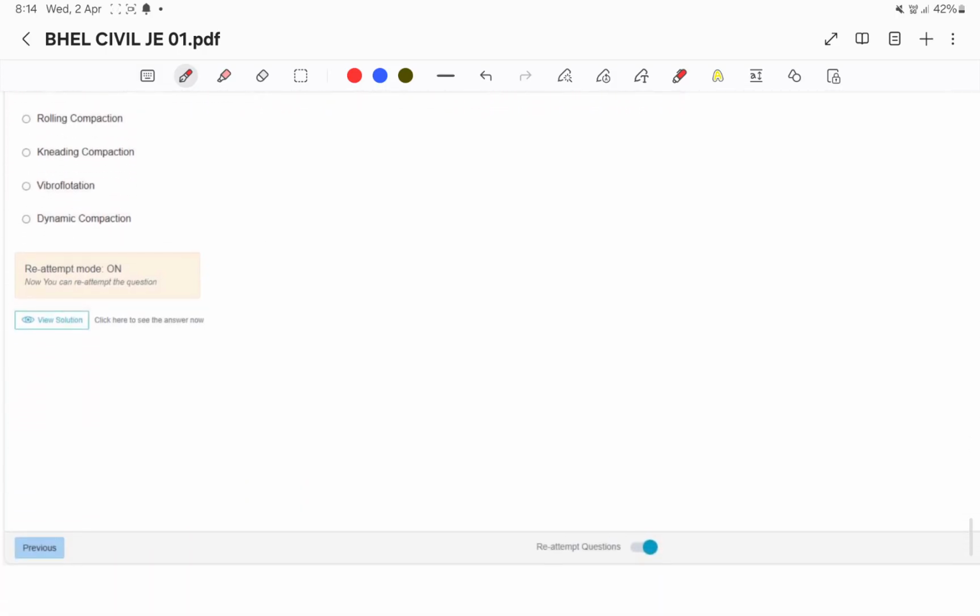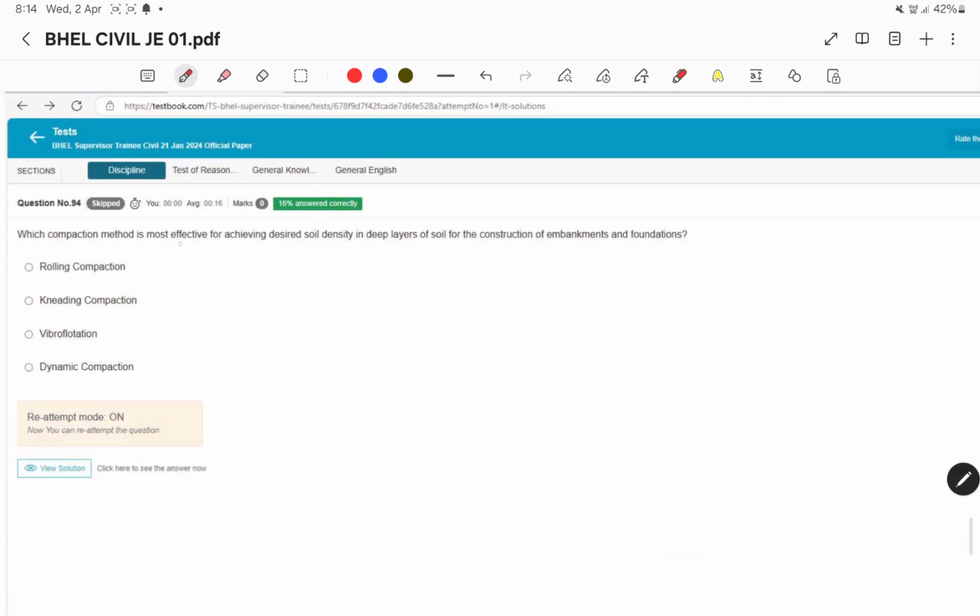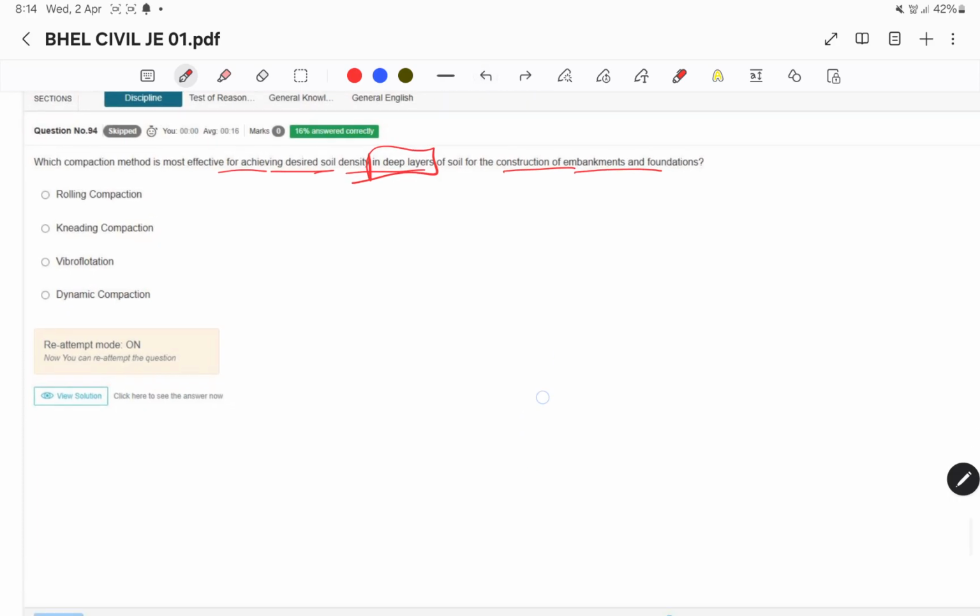अगला क्वेश्चन देखते हैं. Which compaction method is most effective for achieving desired soil density in deep layers of soil for the construction of embankments and foundations? डीप लेयर में डायनामिक कॉम्पैक्शन होगा.